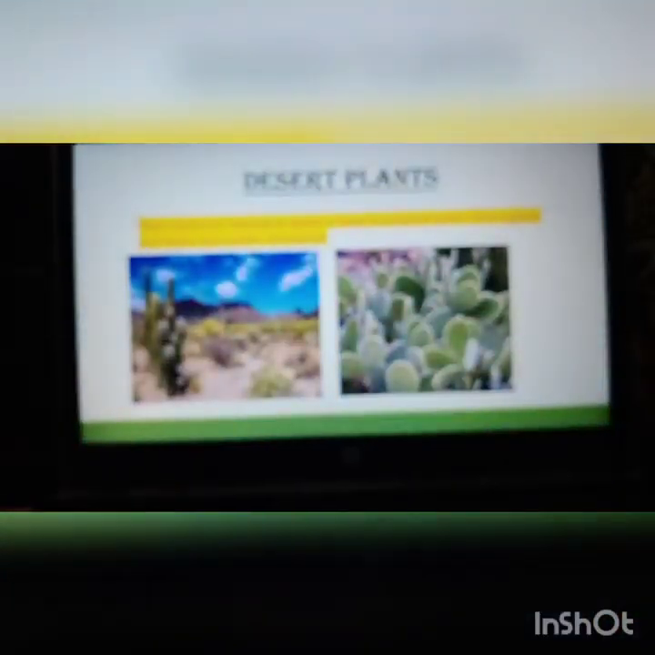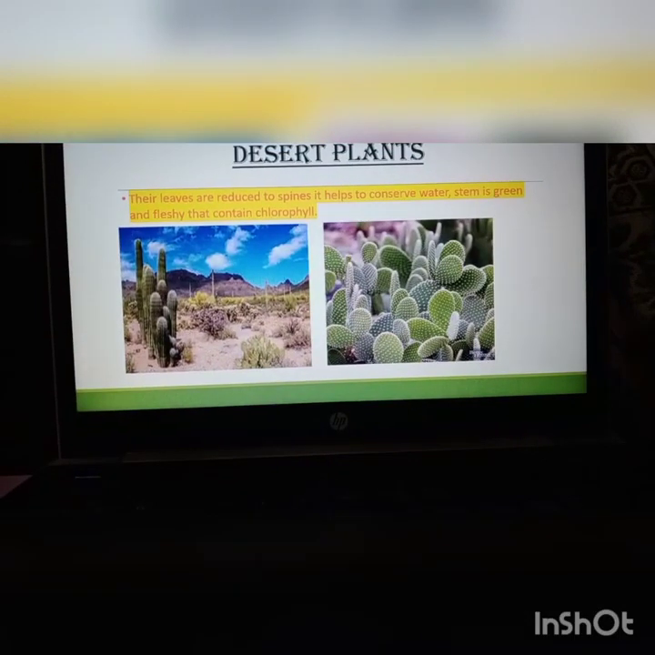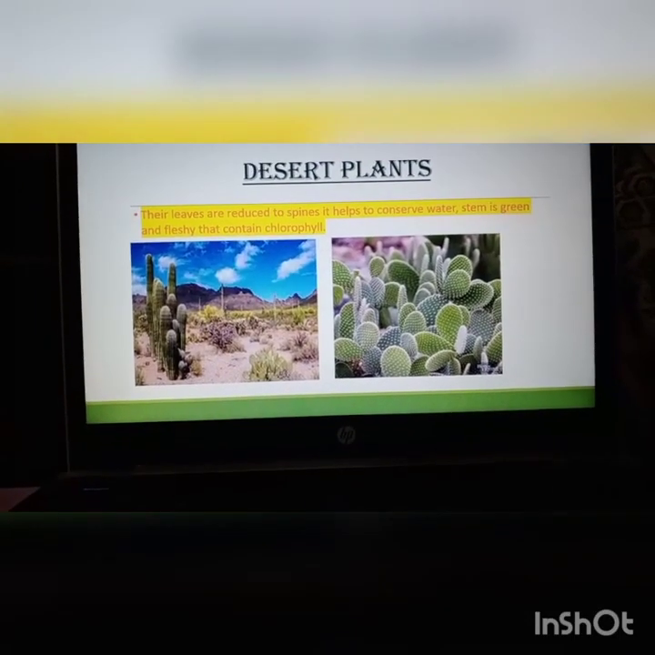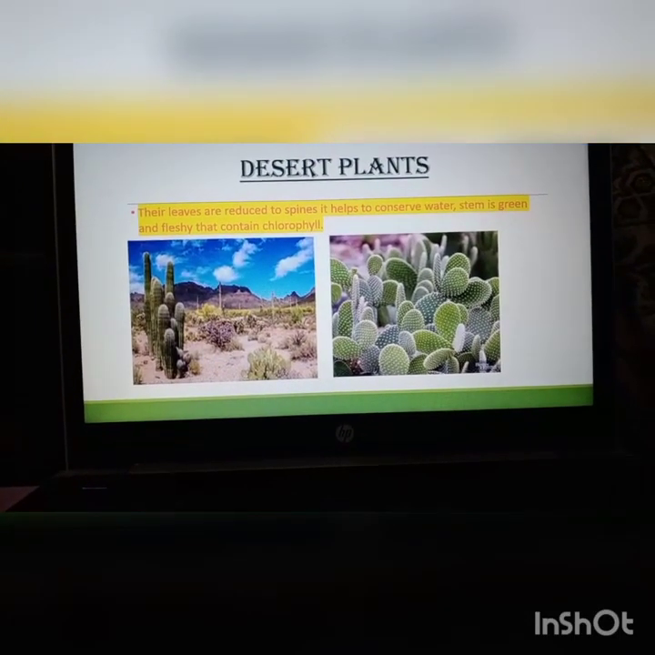So these are the features of desert plants. Till now I have given you the explanation of plants that are present in plain areas and plants that are present in desert areas. And the plants that are present in desert areas are called xerophytes. It is an important term. Write down this term in your notebook and learn it. Xerophytes means plants that grow in desert areas.